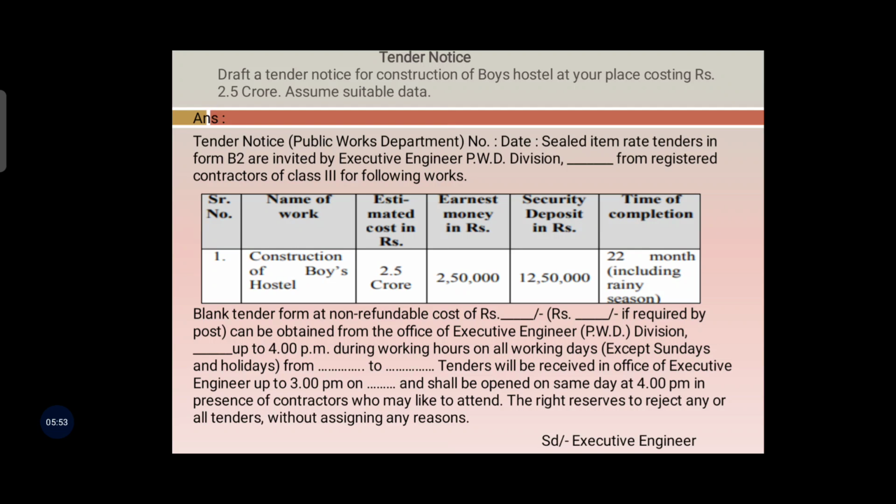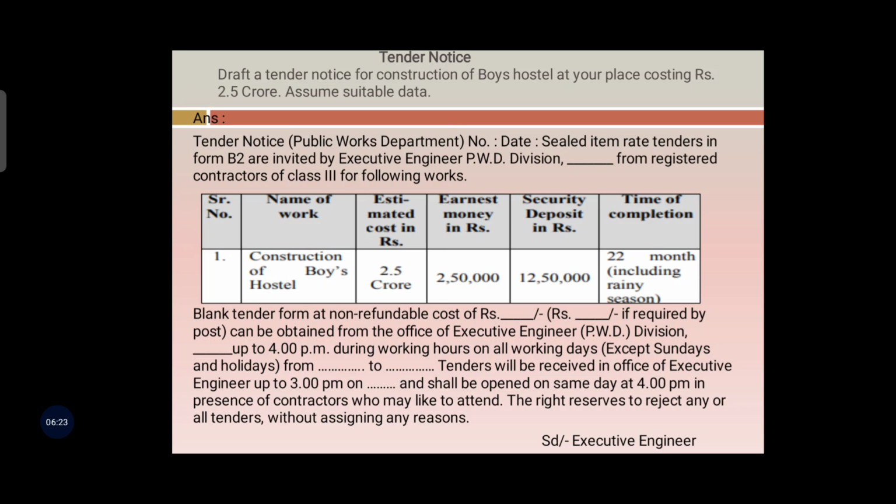So this is your format. Serial number, name of the work, estimated cost, earnest money, then security. Earnest money, how much did I say? 1 to 2% of your estimated cost, and security is 2 to 10% of your estimated cost, and time of completion you have to write. Same as we saw last time, a blank tender has to be non-refundable; you have to write your rupees, how much you have to take.